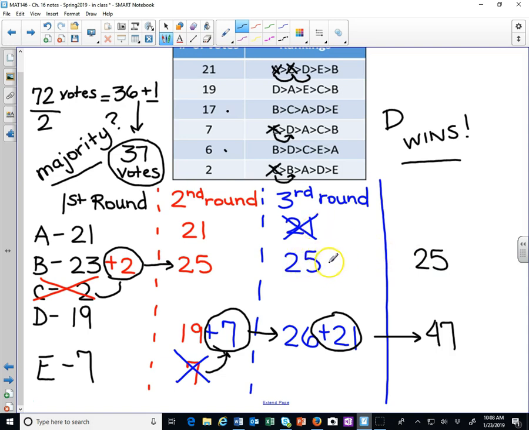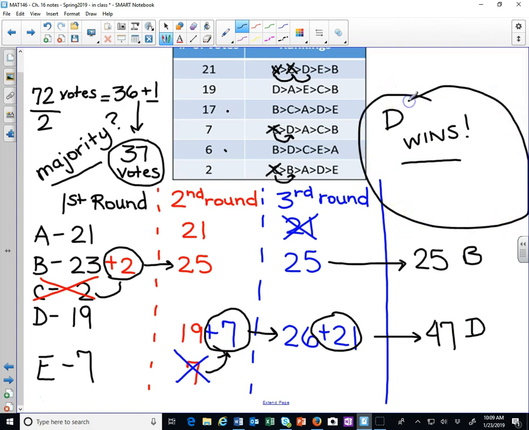And now the very last round, we will still have B at 25, and now D has 47. Okay. So this is D and this is B. So our final winner for the Hare method would be D, because at this point we do have a majority, right? Somebody does have a majority.